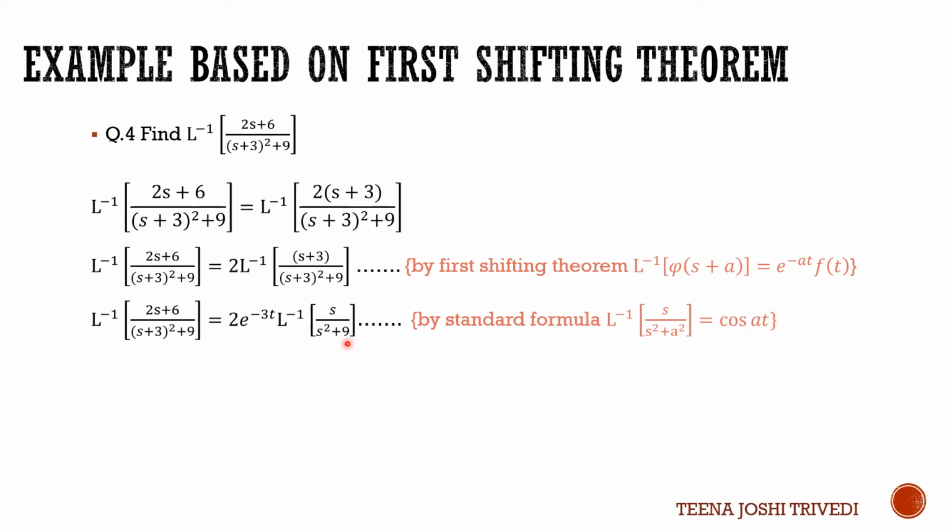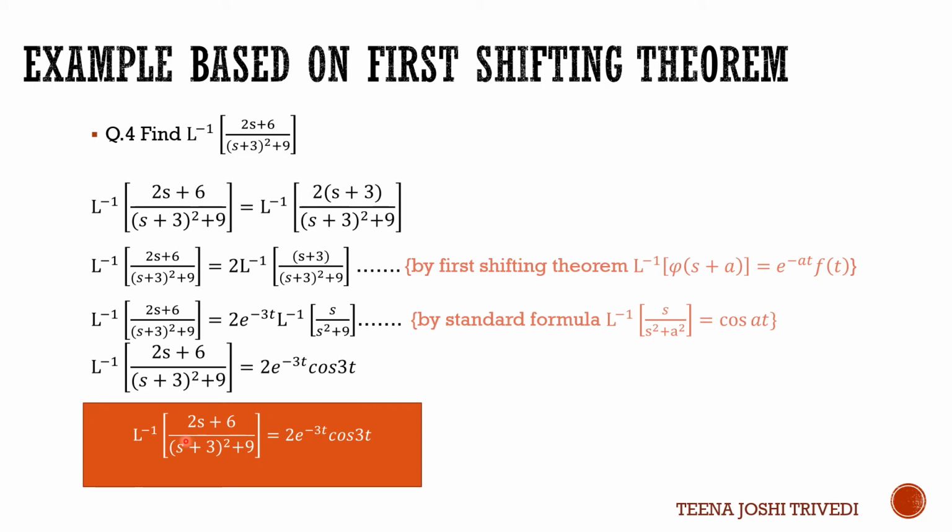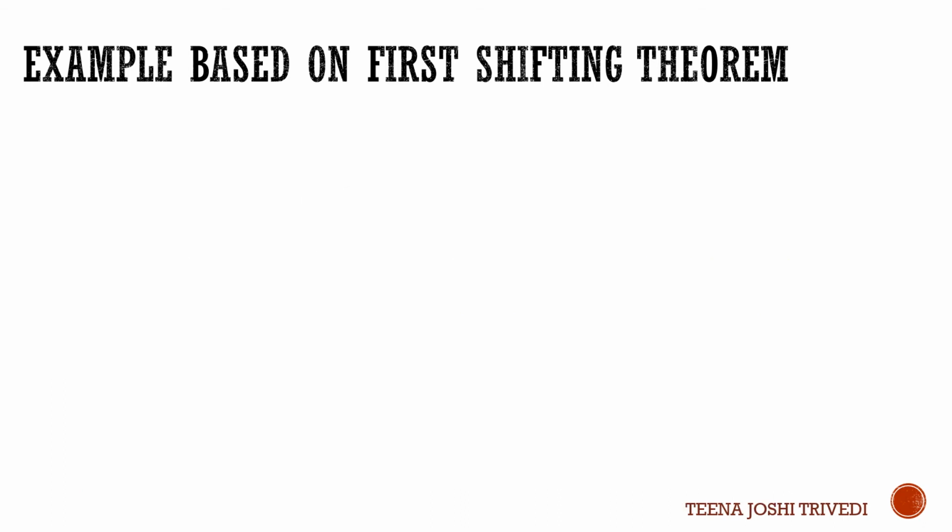So what is the value of a? Here the value of a is equal to 3 because 9 is 3 square. So this will become e raised to power minus 3t multiplied with 2 and cos 3t. So this is our final answer. Laplace inverse of 2s plus 6 divided by s plus 3 whole square plus 9 will be 2 e raised to power minus 3t cos 3t. So in this question first our target is to convert the numerator as s plus 3. So we can take e raised to power minus 3t as a common term by using first shifting theorem and then we will apply the standard formula. So let's take another question.